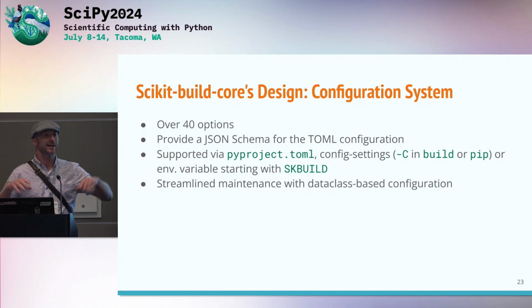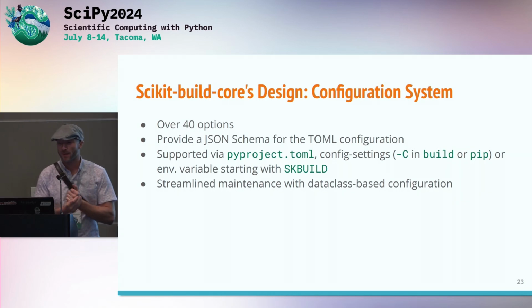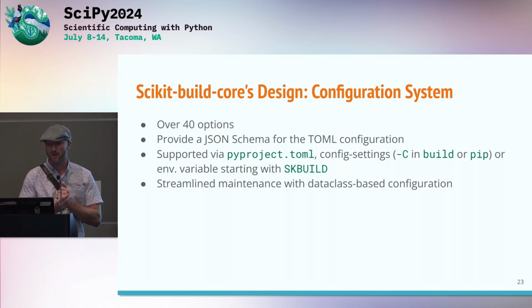Now let's go under the hood. scikit-build itself has more than 40 different options. All these options are described with a JSON schema that's published on the schema store. That's also discoverable by your IDE to enable auto-completion when you write your pyproject.toml. And we also support passing these options by hard-coding them in the pyproject.toml, or getting them from the command line through pip or through build or through environment variables. And under the hood, to streamline the maintenance, we are using data classes in Python.